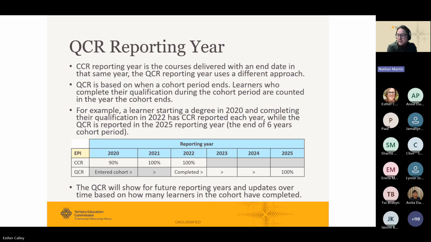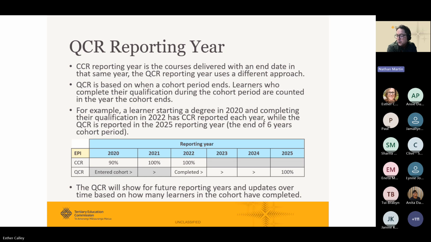Reporting years are applied differently depending on the type of EPI measure, specifically whether the measure is cohort-based or not. This table shows that the course completion rate is not cohort-based. The reporting year aligns directly with the expected course end date. For example, courses ending in 2025 are reported in the 2025 course completion rate. The qualification completion rate is a cohort-based measure. The reporting year reflects the end of the cohort period. For example, the 2025 reporting year includes learners from the cohorts that end on the 31st of December 2025.